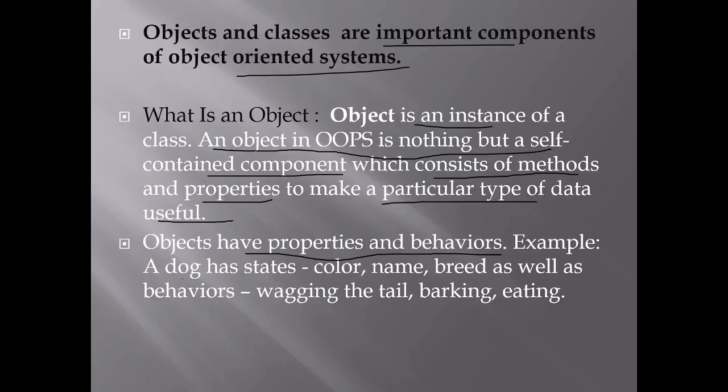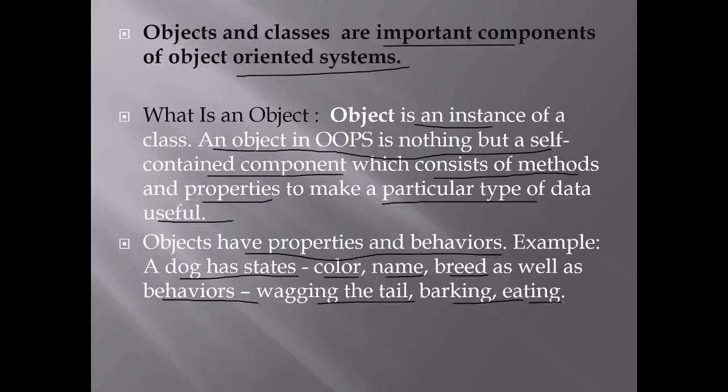For example, a dog has states. What are the properties of a dog? Like the color of the dog, the name of the dog, the breed of the dog. And what can be the behavior of the dog? Like wagging the tail, barking and eating. There are so many properties of a dog, but only those which are needed for your application are going to be taken. Not all of them are included in your application. Whichever is necessary, only those behaviors and properties you are going to include.